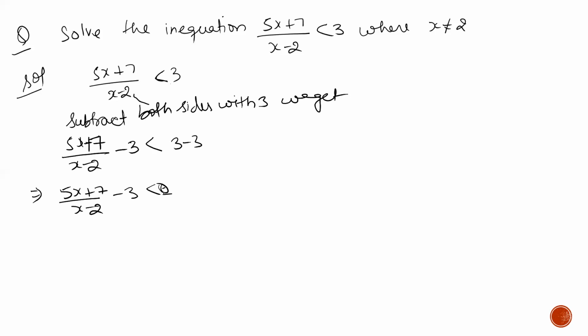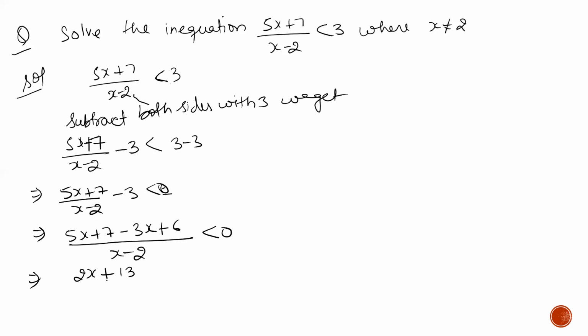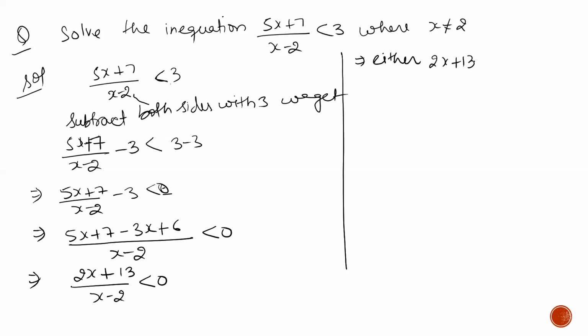This is what we wanted. Now we'll have to simplify. We'll get (5x + 7 - 3x + 6)/(x - 2) < 0. After solving, you'll get 5x - 3x = 2x, and 7 + 6 = 13, so (2x + 13)/(x - 2) < 0. So now this implies either 2x + 13 is less than 0 and x - 2 is greater than 0, right? So we have these two options.